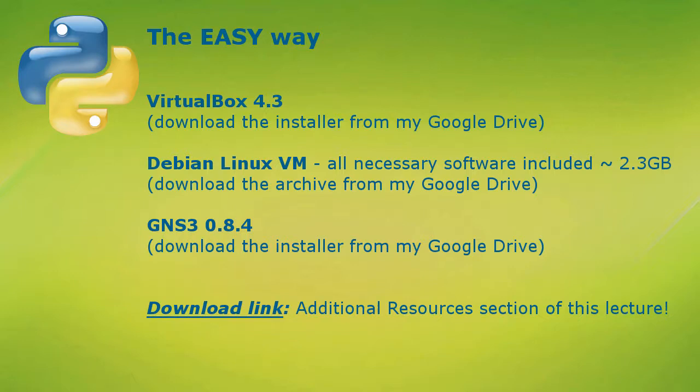This means you should follow the download link attached to this lecture. There you will find three folders. The first folder is called VirtualBox. Download the installation kit from there and run it on your host operating system. The second folder contains the Debian Linux virtual machine zip archive, which is about 2.3 gigabytes. You should download it, unzip it, and run it in VirtualBox. This is where 99% of our work will take place. Later on, we will modify a few settings in VirtualBox to integrate it with the network in GNS3.